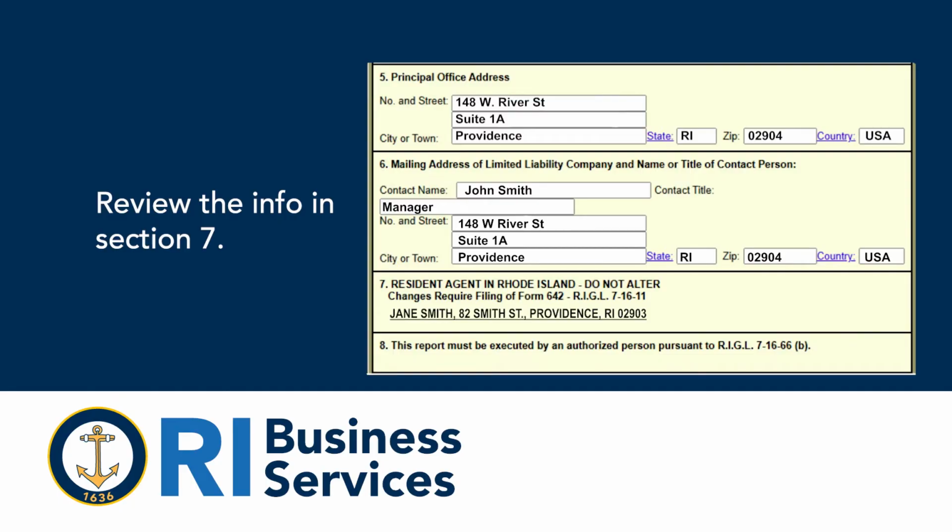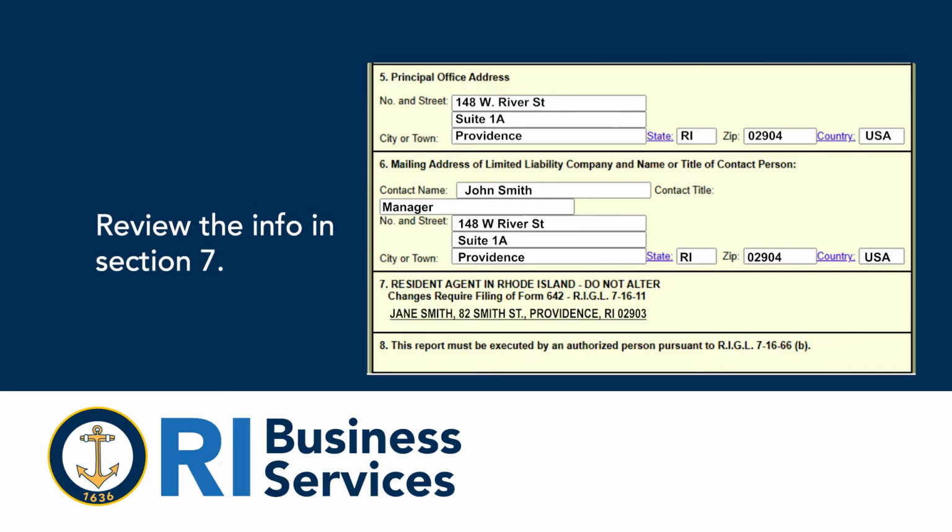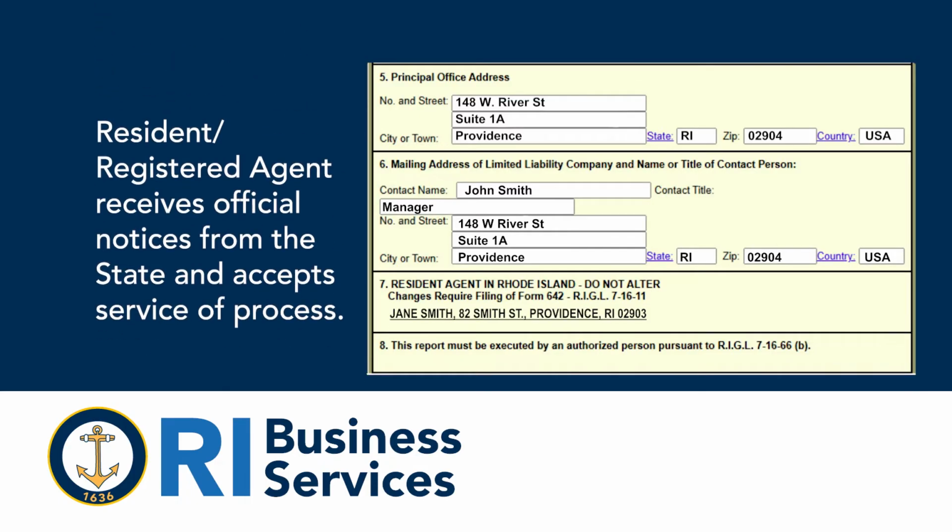This section is pre-filled for you, but it is extremely important to look at the information listed in Section 7 and make sure that it is accurate. Section 7 lists the resident agent on file with the Rhode Island Department of State. The resident agent is the person who receives official notices from the state on behalf of the business and accepts service of process for any legal documents filed against the business. Look at the person and address listed here.